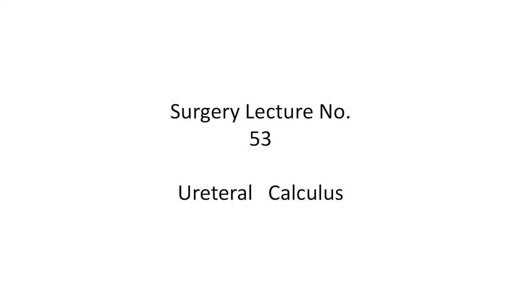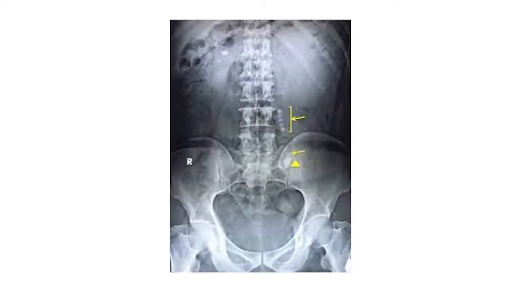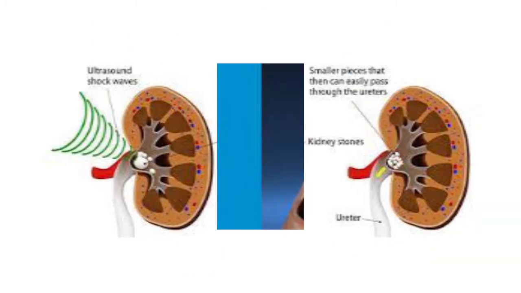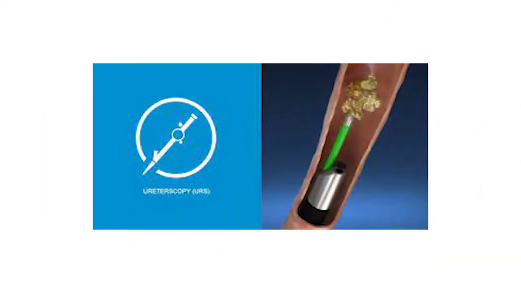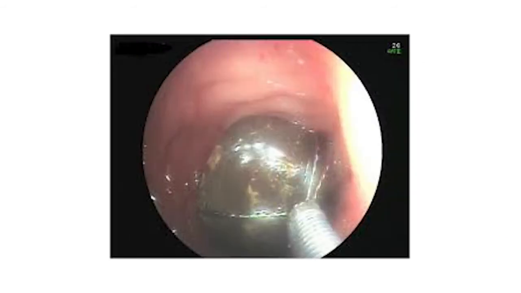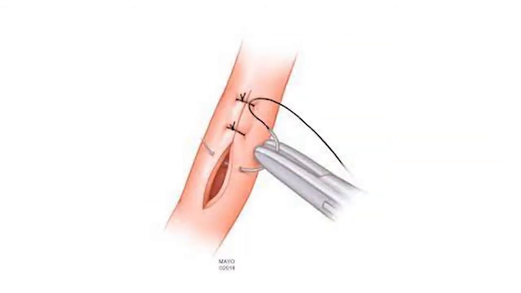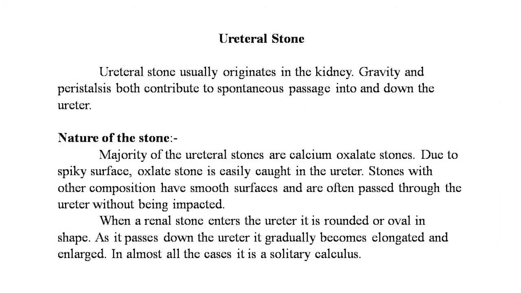Welcome dear students to my surgery lecture number 53, the ureteral stone. In this lecture we will cover the ureteral stone, its clinical features, treatment, percutaneous methods, ESWL and URS, instrumental removal of the ureteric stone, that is ureteric catheterization, the Dormia basket, ureteric myotomy, and the open method, that is ureteral lithotomy. Now start with me, ureteral stone.